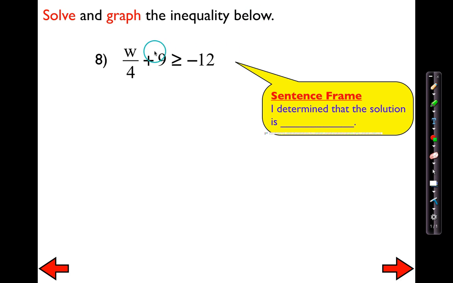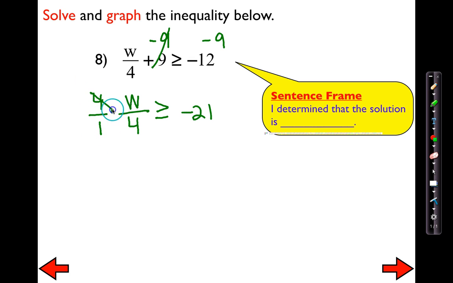Number 8. So here, what am I going to do first? I'm going to go ahead and undo this 9 by subtracting 9 using the additive inverse, leaving me with w over 4 is greater than or equal to negative 21. Now, since this is w divided by 4, I'm going to do the inverse by multiplying both sides by 4. In this case, since it's a fraction, I do like to put it as 4 over 1 to see that they cross cancel. So now that's going to leave me with w is greater than or equal to negative 84.